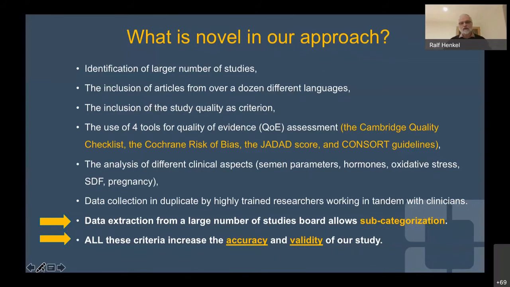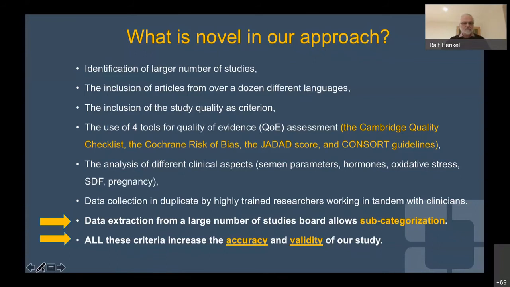Like I said before, garbage in, garbage out. So this is what we need to understand. We want the highest quality of evidence available, and we looked for the different criteria of quality of evidence from a Cambridge quality checklist, Cochrane risk of bias, Jadad, and the CONSORT guidelines. So all this will be included.